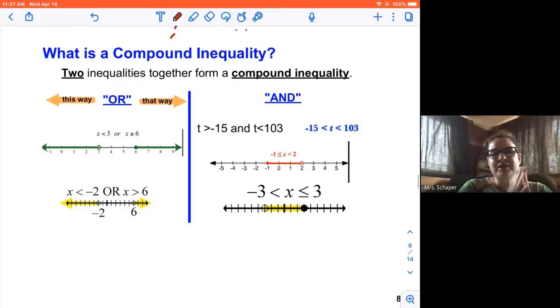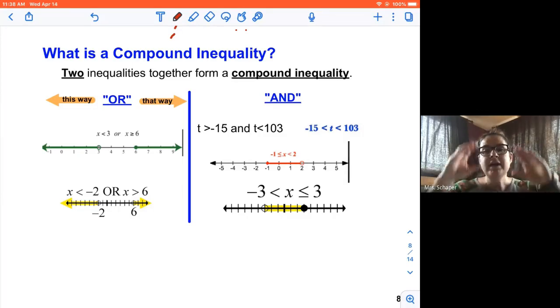Hey mathematicians, we are going to get into compound inequalities today. So we've been talking about how to graph an inequality, if it's a filled in circle or an open circle, if you shade to the left or the right. Well, today we're going to talk about compound inequalities.